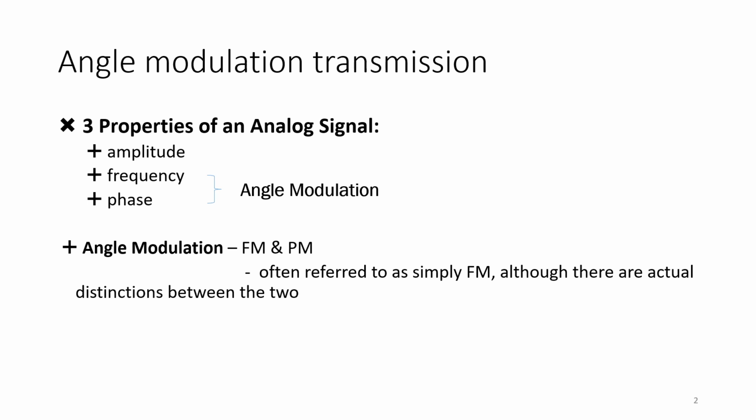So under angle modulation we have two types: the frequency and the phase. We can alter the frequency of your analog signal. Likewise, we can change the phase of your analog signal. If we do that, we have frequency modulation and phase modulation. So frequency and phase are both under angle modulation. Therefore, we have here FM and PM, but often they are referred to as simply FM, although there are actual distinctions between the two.